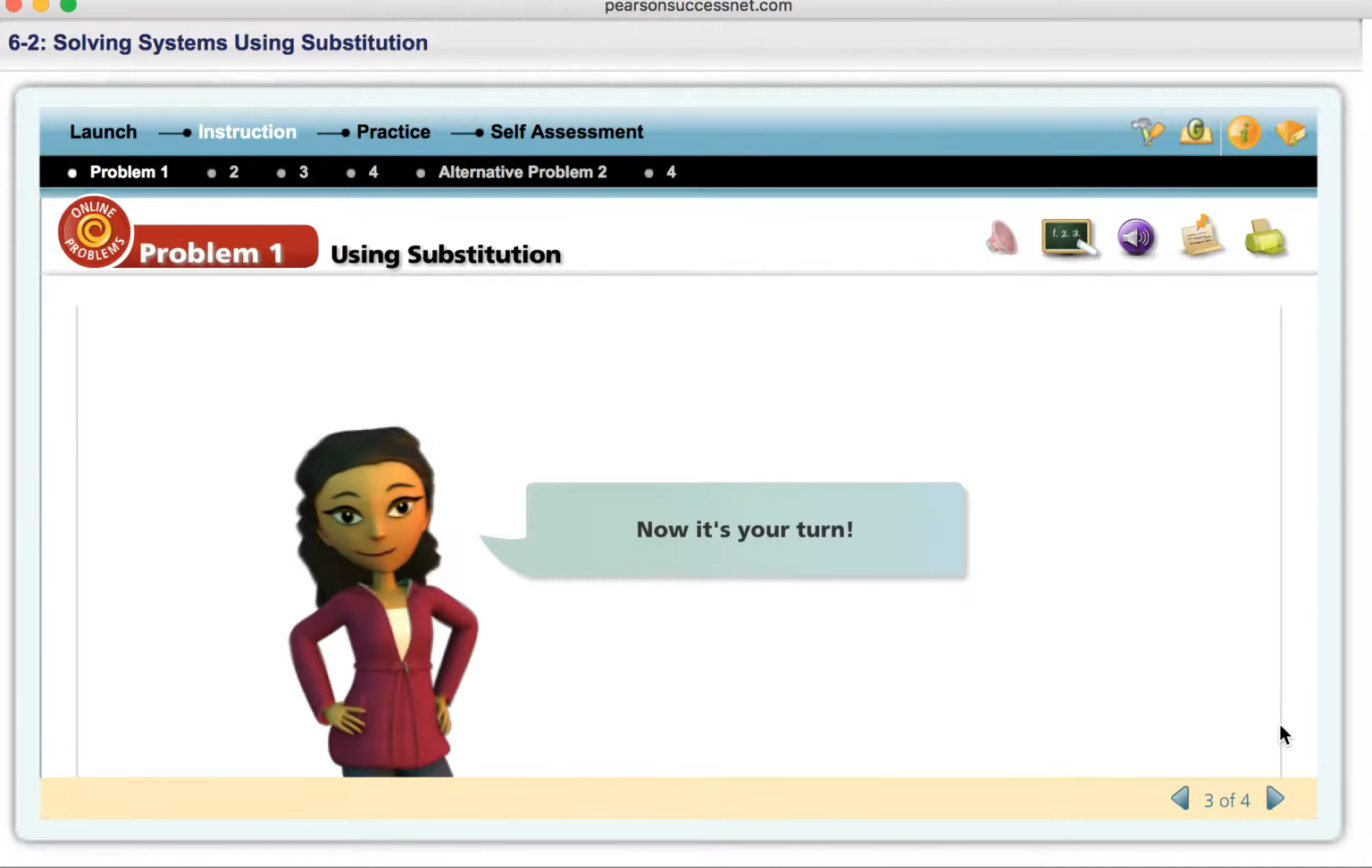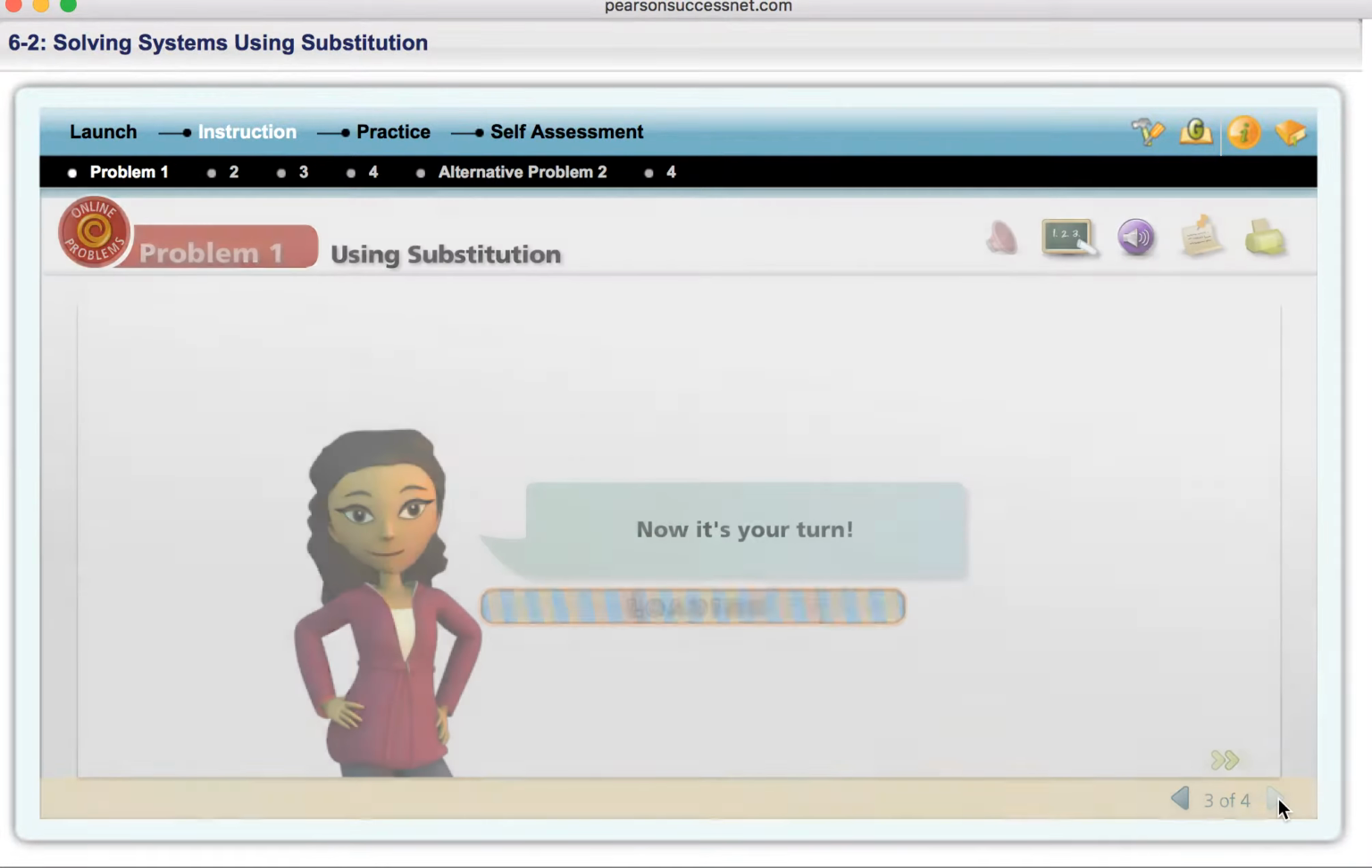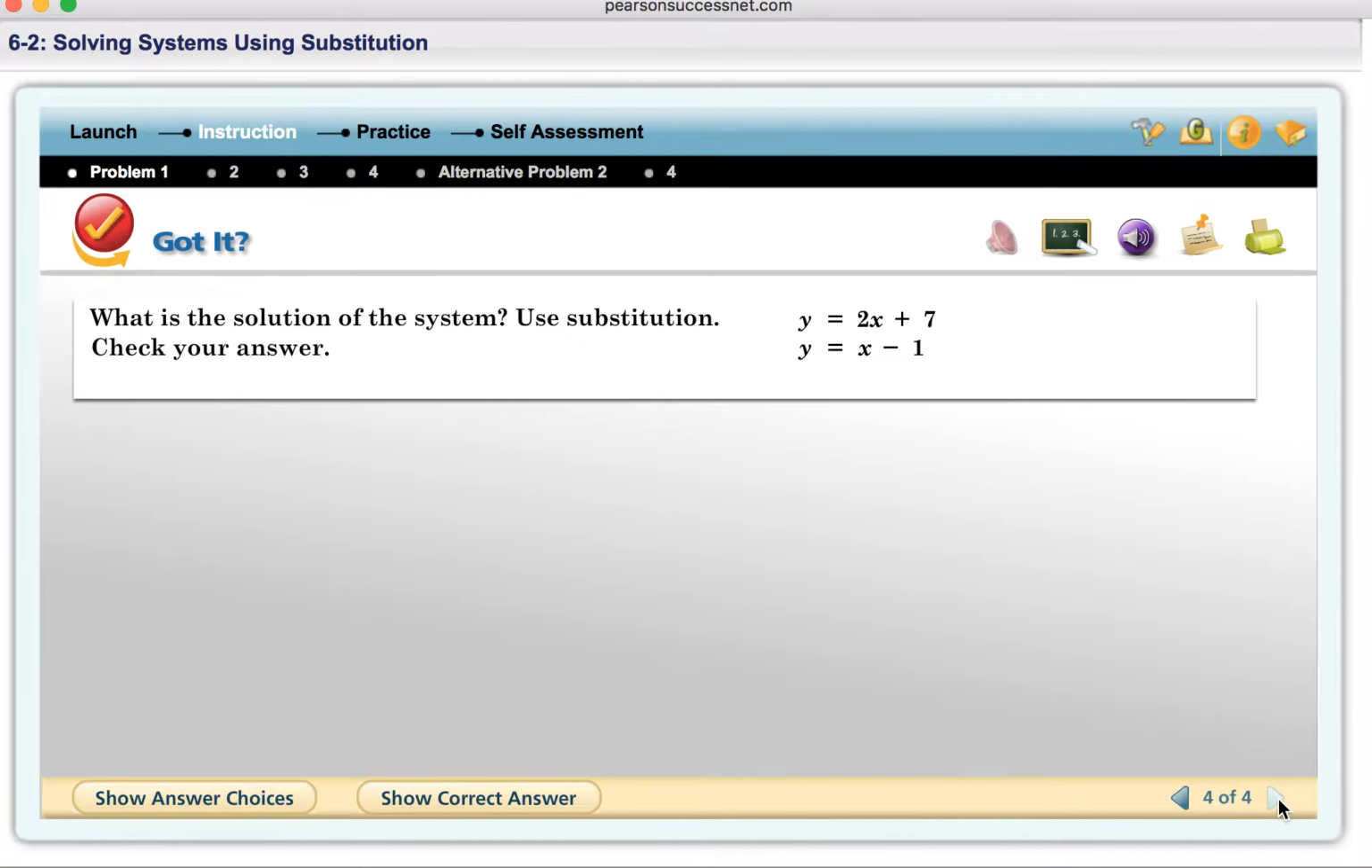So here's a got it problem for you to try. This is the spot where you should pause the video and do the work on paper. What I'm going to be looking for on Monday, or whenever the next time is that we meet in class, is your work on this. So what is the solution to this system? Use substitution to answer your question. It's a good time to pause it and give it a shot. Do it on paper and give it a try.